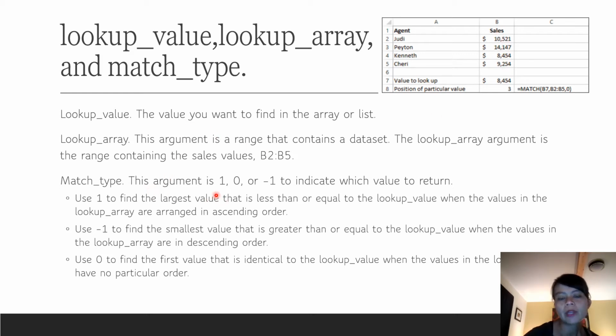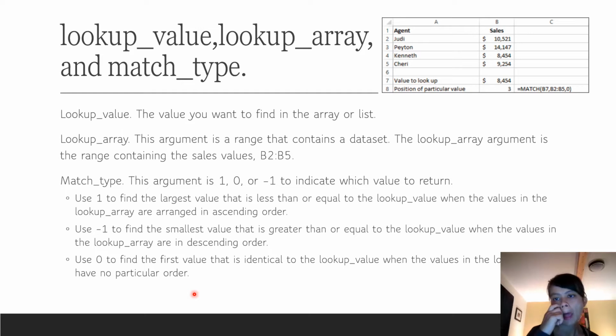And then the match type argument is 1, 0, or -1 to indicate which value to return. Use 1 to find the largest value that's less than or equal to the lookup value when the values in the lookup array are arranged in ascending order. Use -1 to find the smallest value that's greater than or equal to the lookup value when the values in the lookup array are in descending order. If you want to find the first value that is identical to the lookup value, then use 0 when the lookup values are not in any particular order.